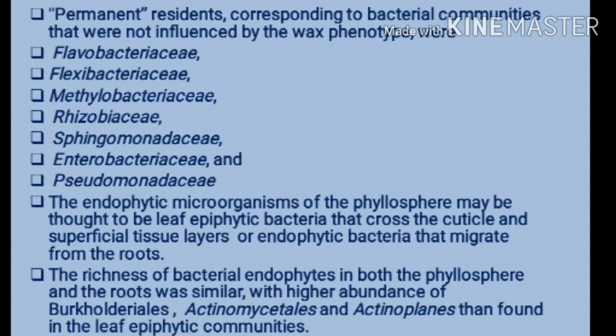Not only on the surface, some endophytic microorganisms of the Phyllosphere are also found inside the leaf. The Phyllosphere contains two types of microorganisms, epiphytic organisms and endophytic organisms. Endophytic bacteria are also found in the leaves. You can see the richness of bacterial endophytes in the Phyllosphere in a number of plants. They belong to Burkholderia, Actinomycete, Actinoplanes and a number of other bacteria.